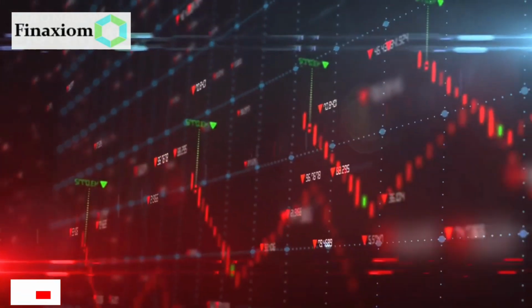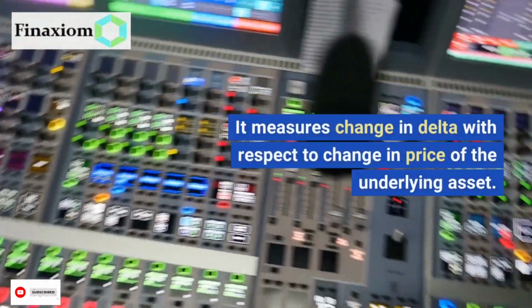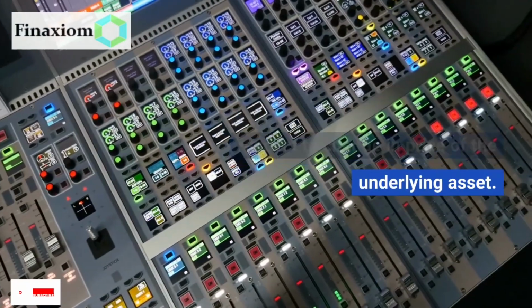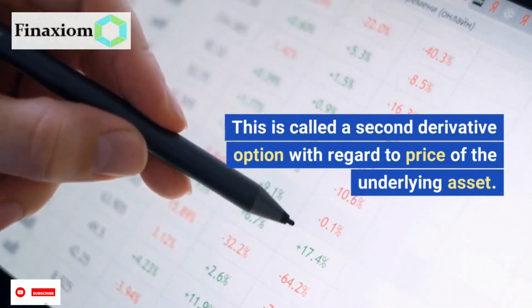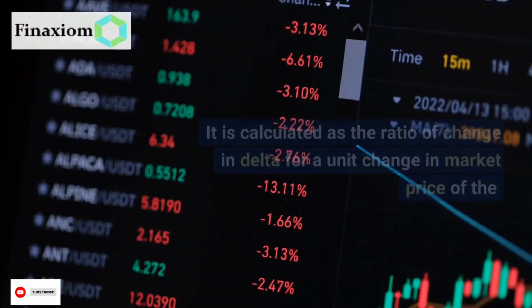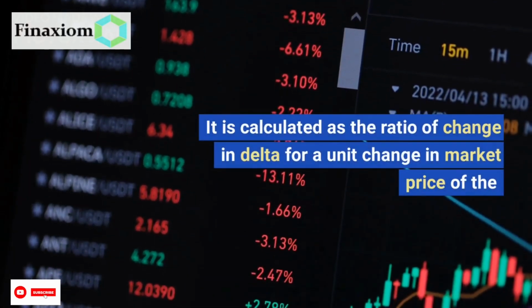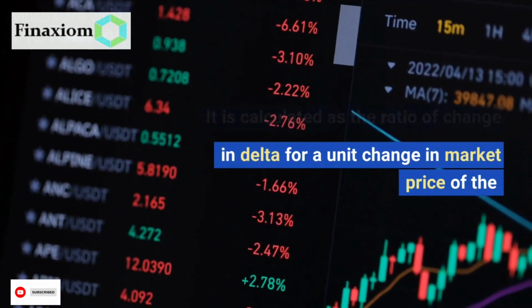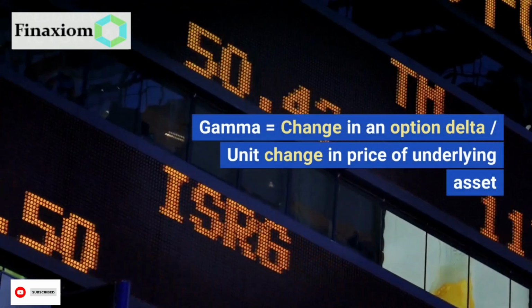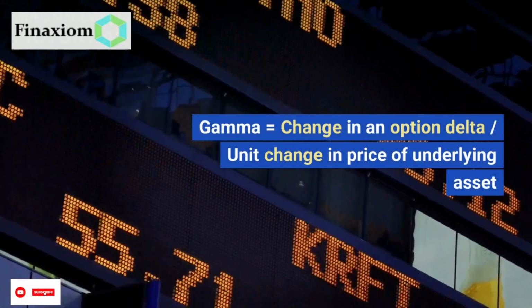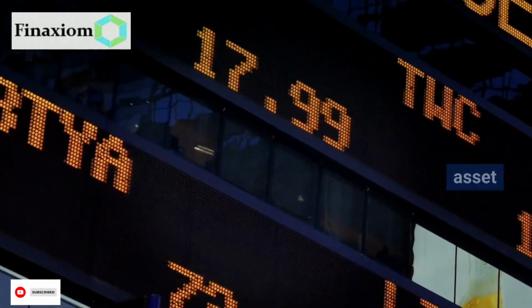Gamma. It measures change in delta with respect to change in price of the underlying asset. This is called a second derivative of the option with regard to the price of the underlying asset. It is calculated as the ratio of change in delta for a unit change in market price of the underlying asset. Gamma equals change in an option's delta over unit change in price of the underlying asset.